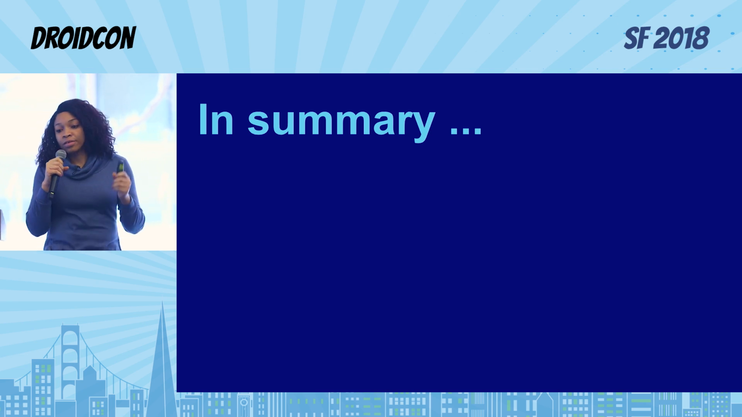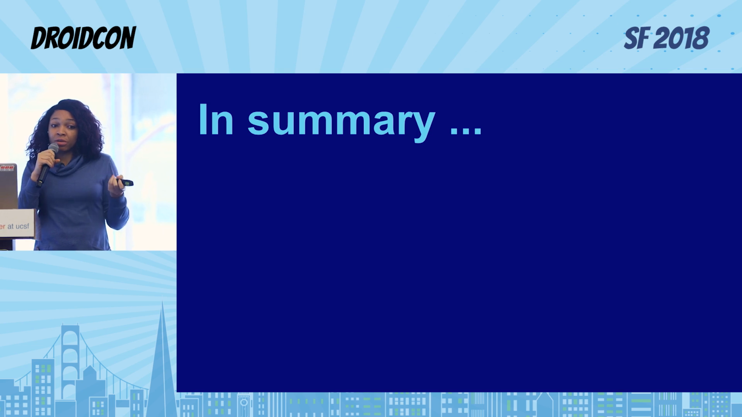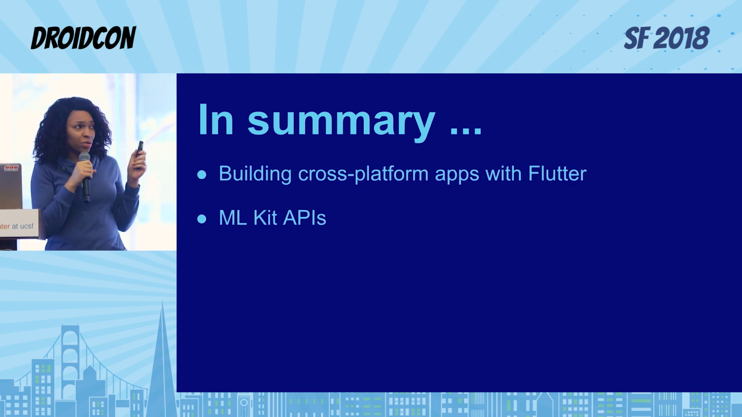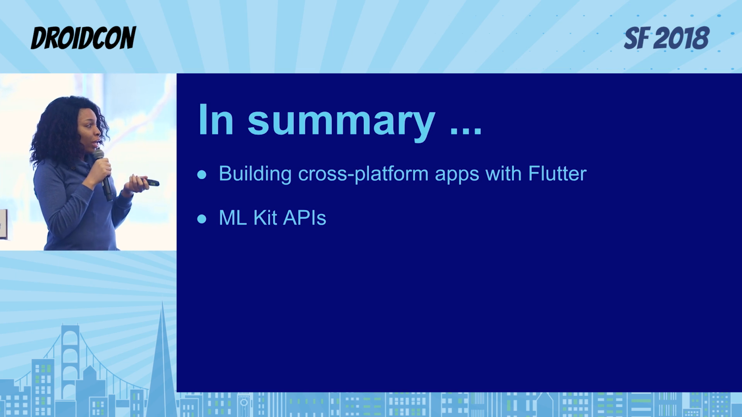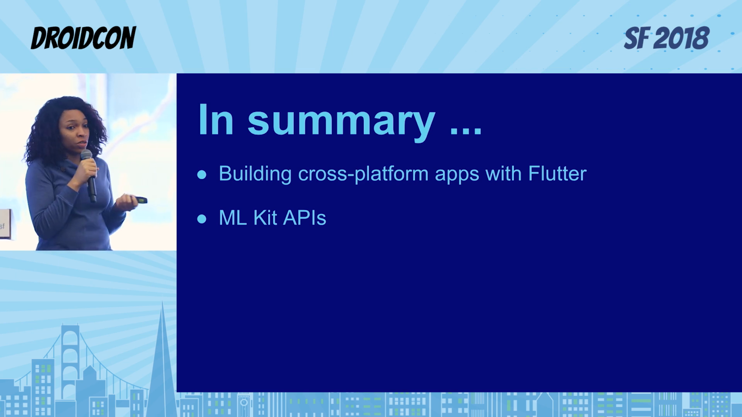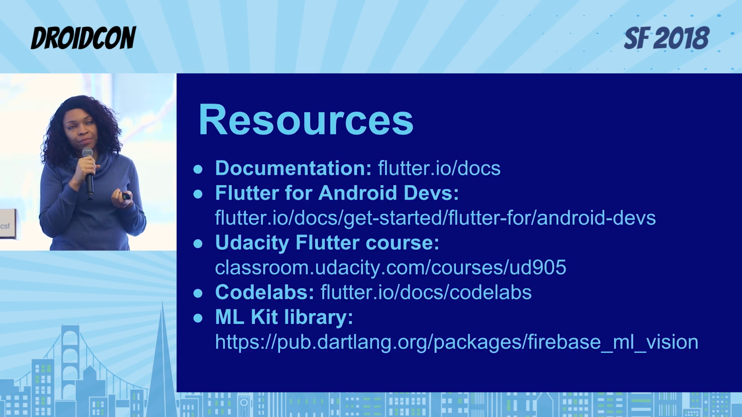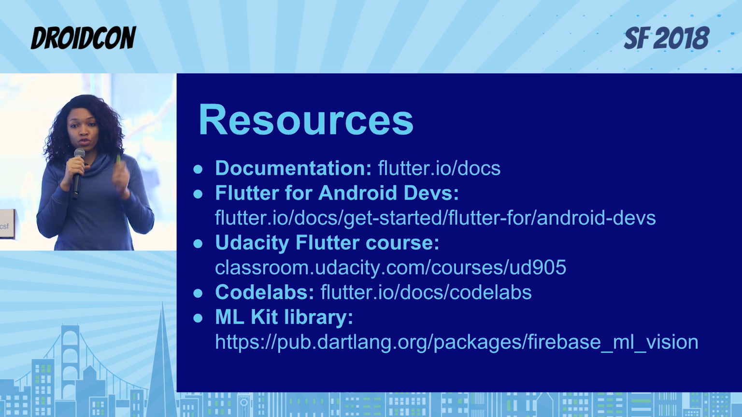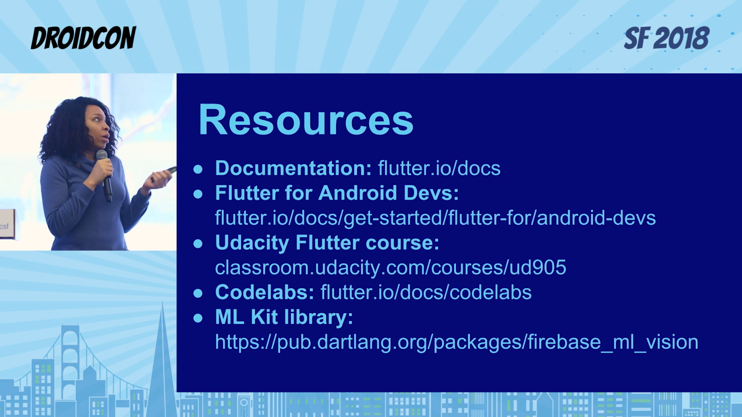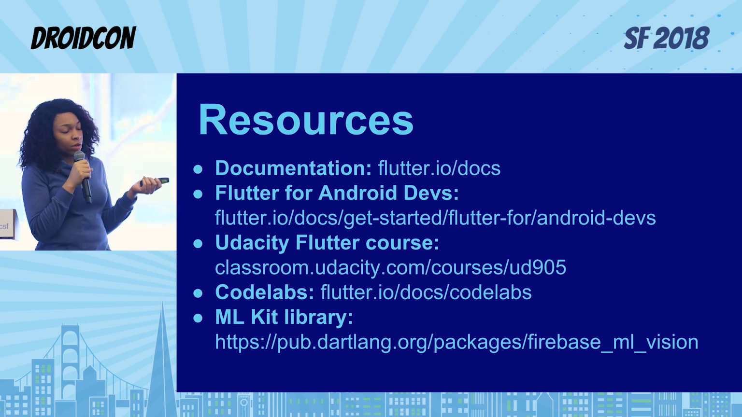We also talked about the different ML Kit APIs that are currently available by Google. These are the resources that I think are useful. The first one is the documentation. One really good thing about Flutter is that the documentation is very detailed. If you visit the docs website, you'll see that.